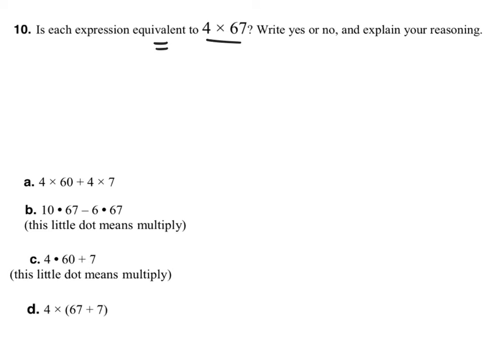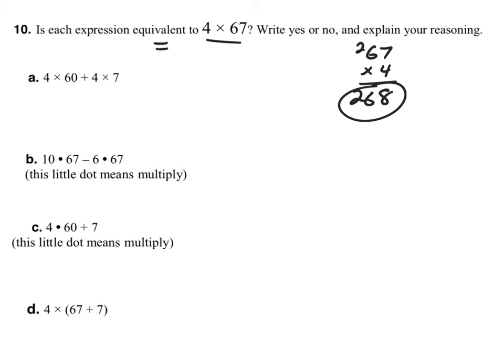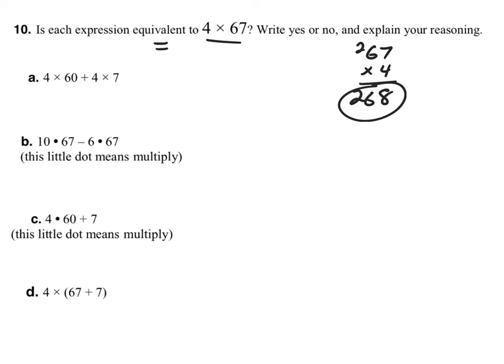Well, first let's figure out what 67 times 4 is. 67 times 4: 7 times 4 is 28. 6 times 4 is 24, plus 2 is 268. So we're trying to find out if these expressions are equivalent to 268. All right, so that's what we need to do, and let's look at A.